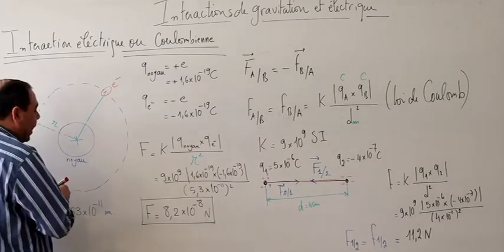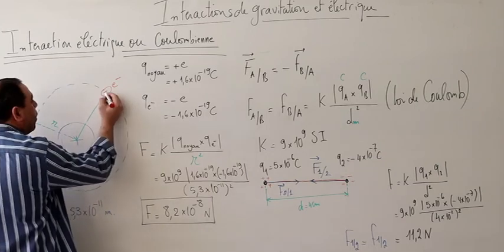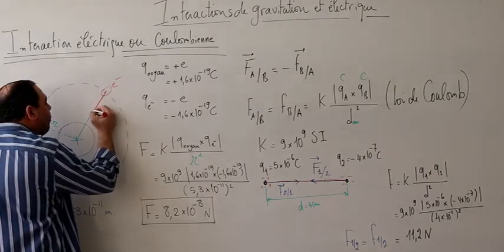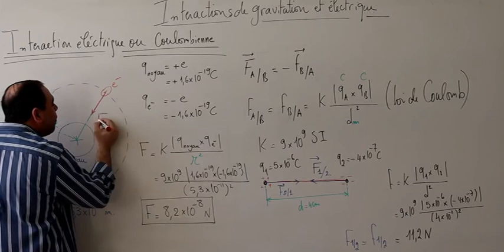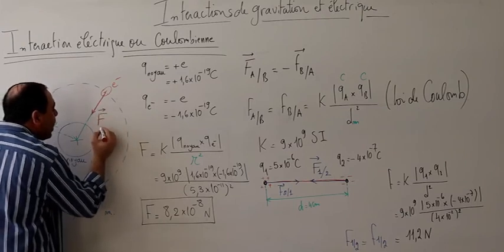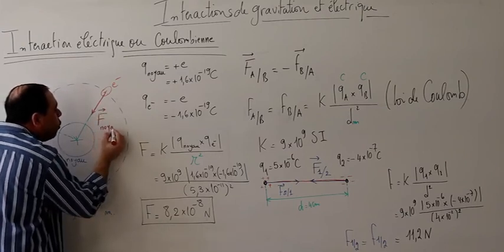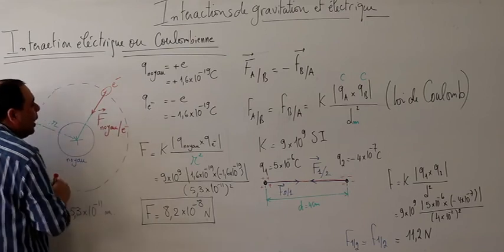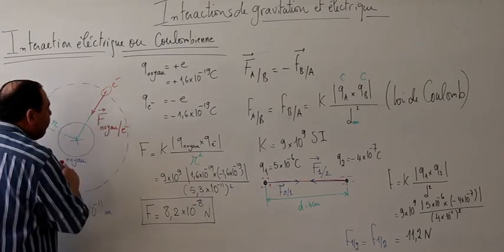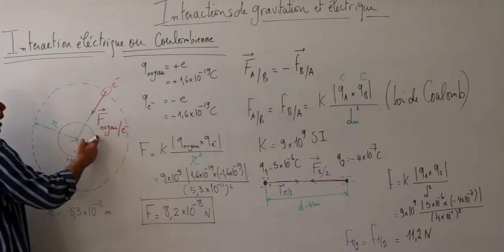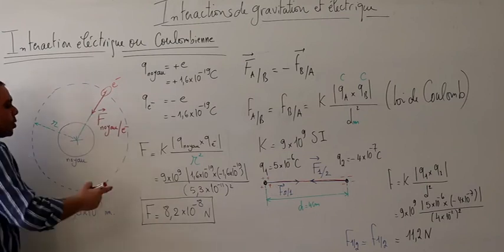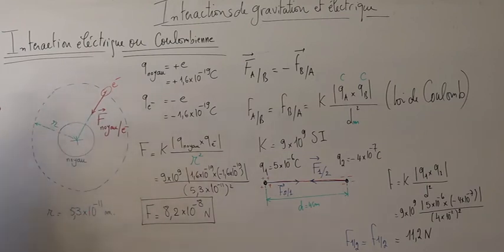The nucleus attracts this electron towards it by a force F that is exerted by the nucleus on the electron. This force, with which the nucleus attracts the electron, is responsible for keeping the electron in its trajectory.